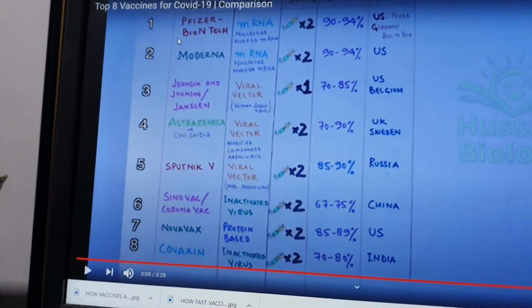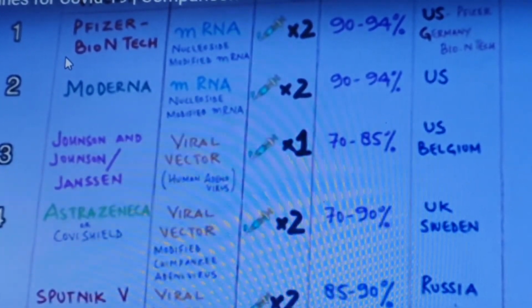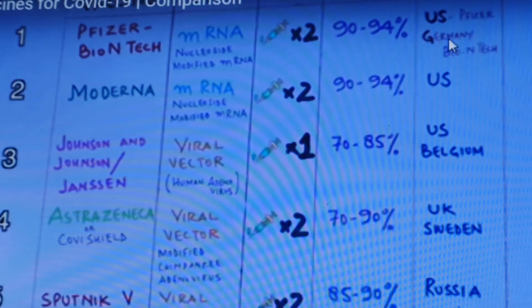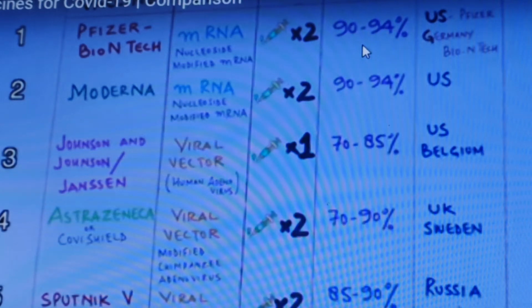Okay, so now I will show you the list of the vaccines that are available in the world right now. Number one, I'll just zoom this, is Pfizer-BioNTech. They're made from the US, and our counterpart BioNTech is a German company. They are an mRNA type of vaccine, which means a part of the DNA and RNA of the COVID virus was used in this vaccine. It is given in 2 shots, and their efficacy rate is 90 to 94%.